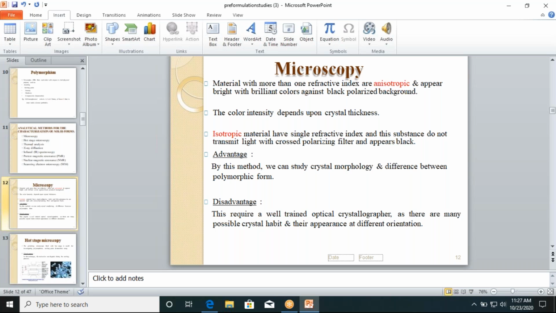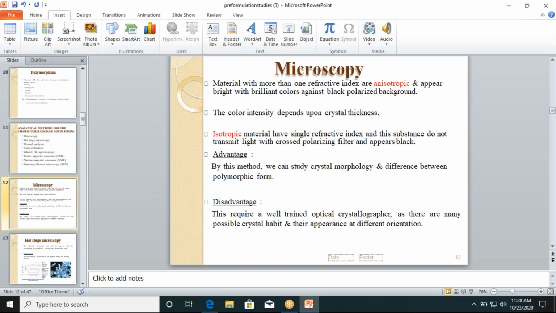And next, what is the advantage of this microscopy? By this method, you can study the crystal morphology, and you can also differentiate between the various polymorphic forms. So we can determine whether it is anisotropic or whether it is a polymorphic form. But the disadvantage of this method is that you need a well-trained optical crystallographer when you want to differentiate a polymorph. So you require a well-trained person for this.